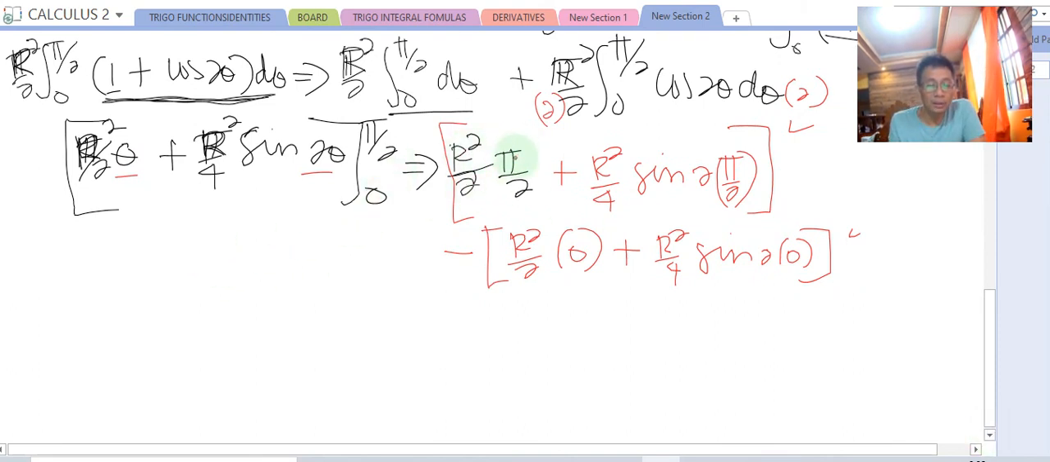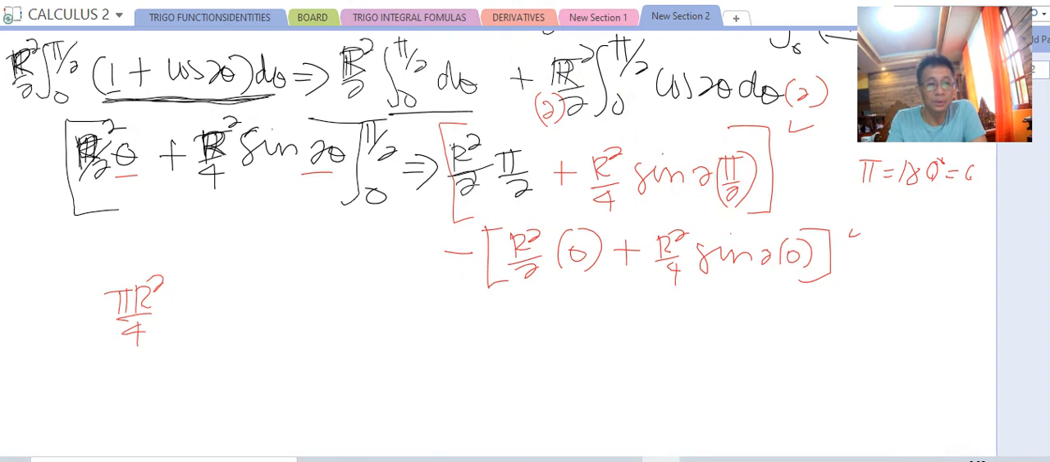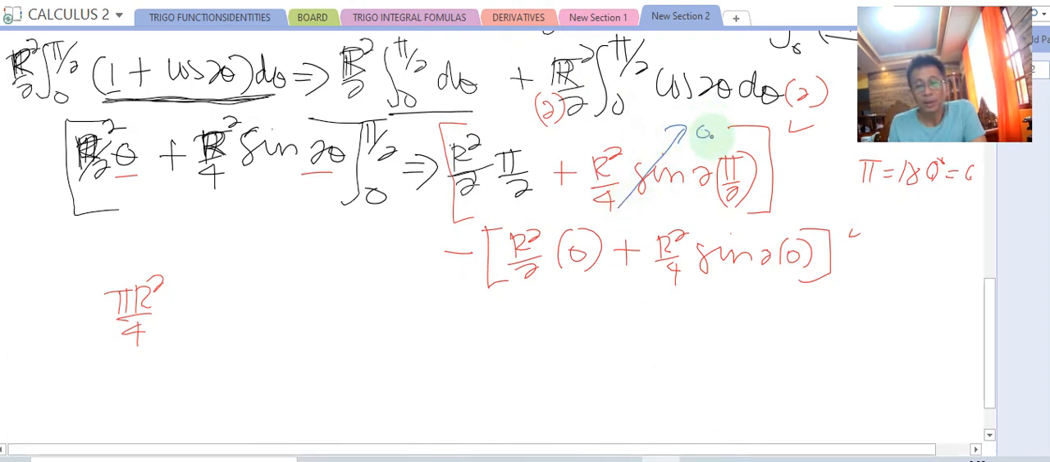So we have R squared times pi, you have 2, so 4, so we have pi R squared over 4. Ah, nice, we already have pi R squared there. Now, 2 pi divided by 2, the 2 cancels. This is pi. Pi is equal to 180 degrees, and the sine of 180 degrees is equal to 0. So this becomes 0, because the sine of pi or 180 degrees is 0. This one is also equal to 0. Sine of 0 is also equal to 0.